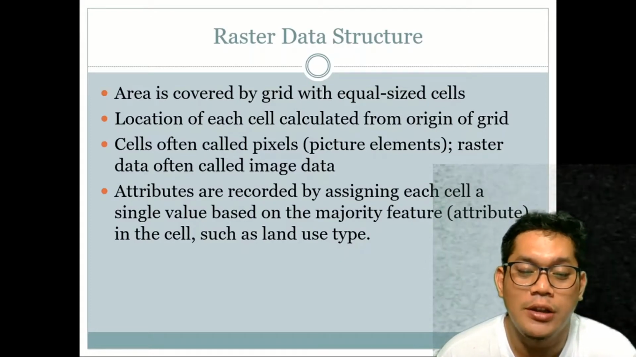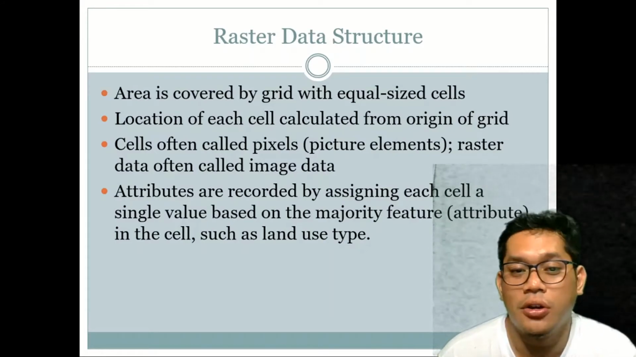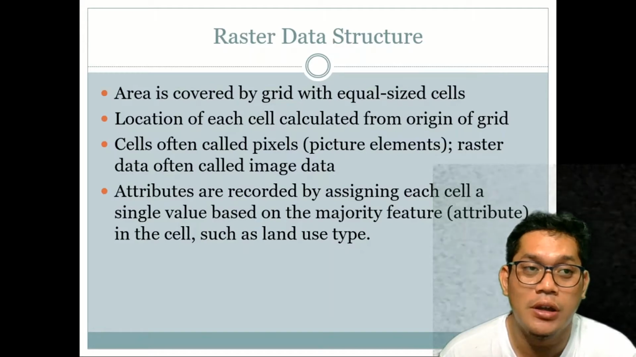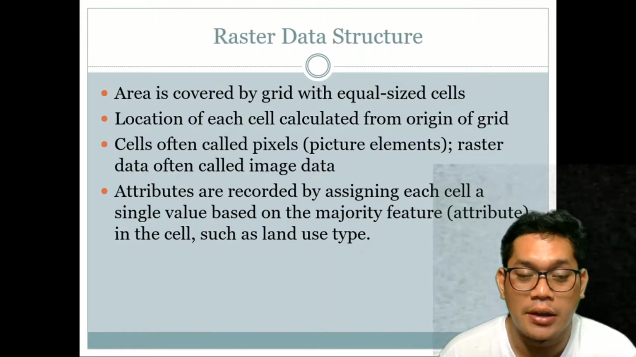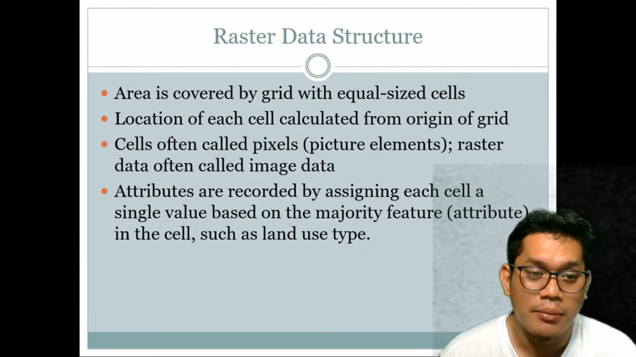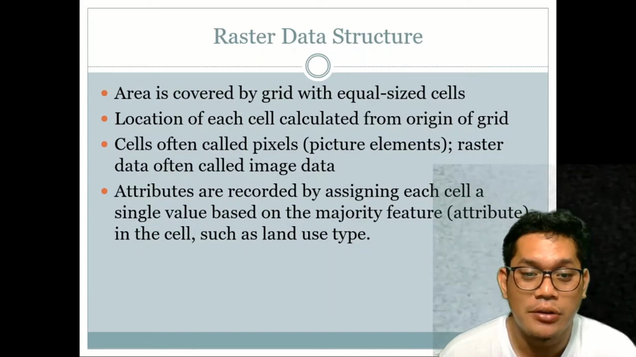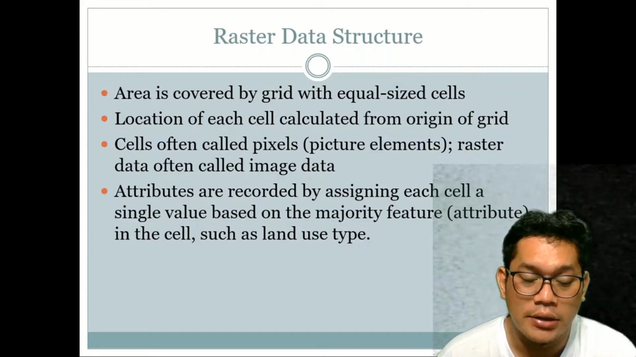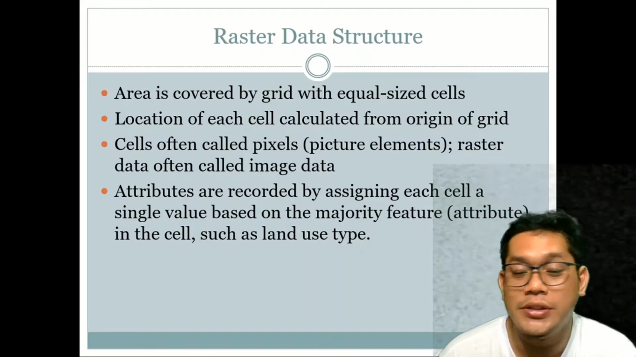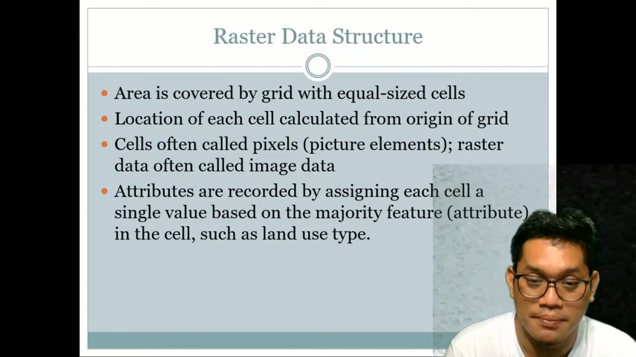So the grid cells within the image raster are called pixels or picture elements, and the raster data is often called image data. Even though some of the raster data is not image data, especially when we come out with land use data, thematic data, and so on, it is not an image, but how it is presented is as image data. But attributes are recorded by assigning each cell a single value based on the majority feature. Therefore, in the raster data, each cell or each block can only hold one single data, cannot keep more than that, such as land use type.